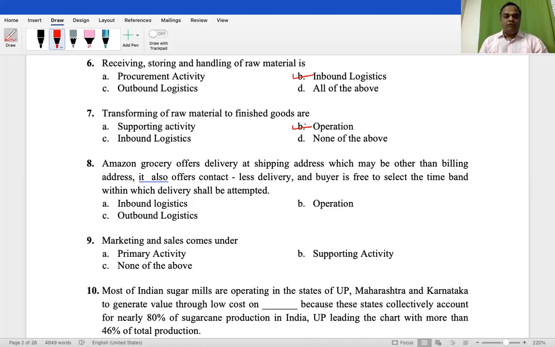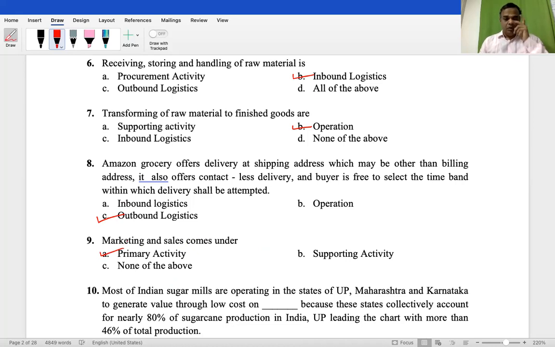Next. Amazon Grocery offers delivery at a shipping address, which may be other than the billing address. It offers contactless delivery, and the buyer is free to select the time band within which delivery shall be attempted. Is it considered inbound logistics, operation, or outbound logistics? Outbound logistics. Marketing and sales come under primary or supporting or none of the above? Primary. Very good. It comes under primary activity.